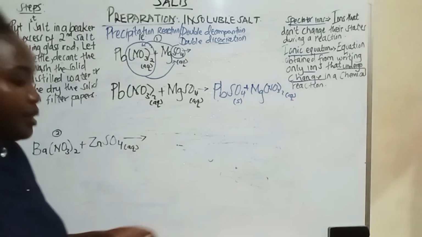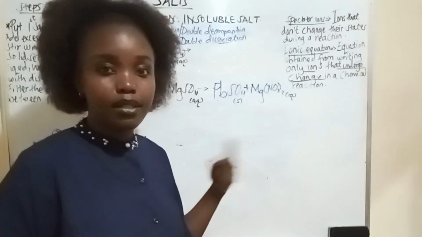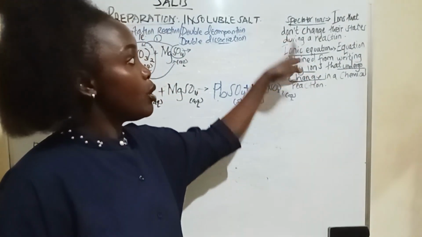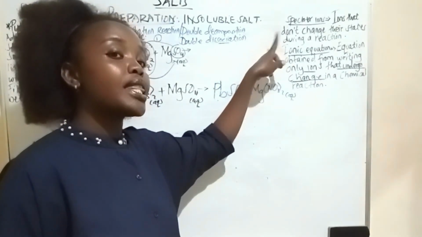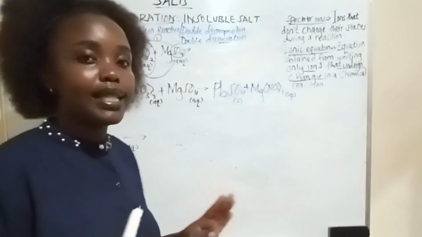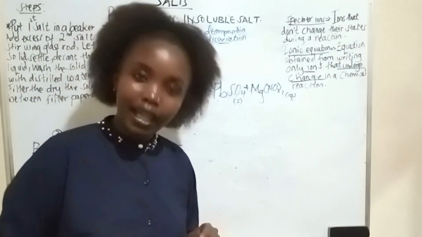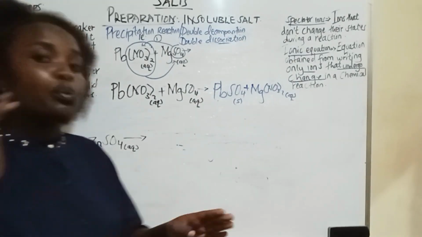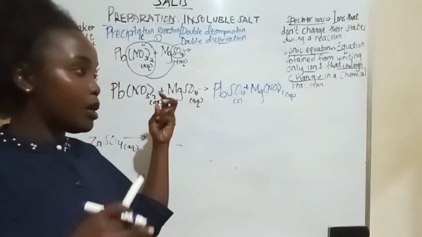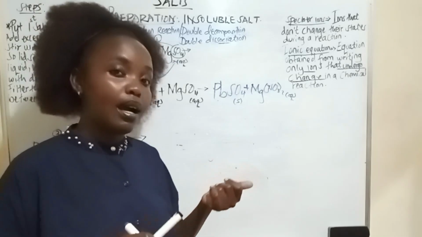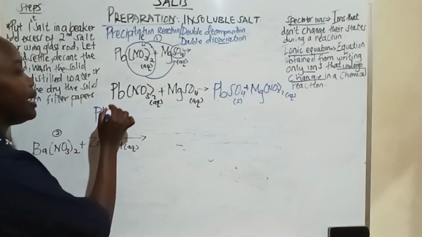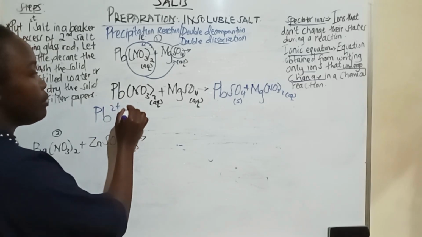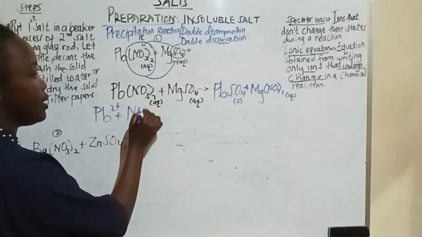Now we are going to write the ionic equation. That is what is expected of us, and we said you're going to write it by checking the spectator ions and removing them because they did not take part in this chemical reaction. First, we are going to break up the ions. We are going to write all the ions present in our reaction. So what are the ions present? Here we have the lead ions, plus the nitrate ions.